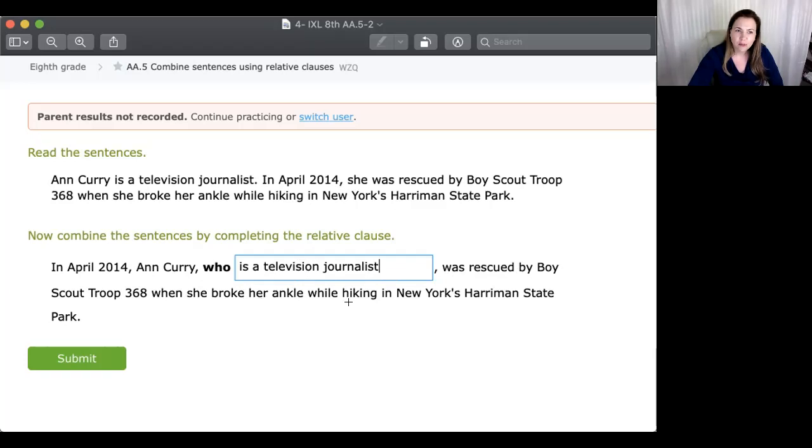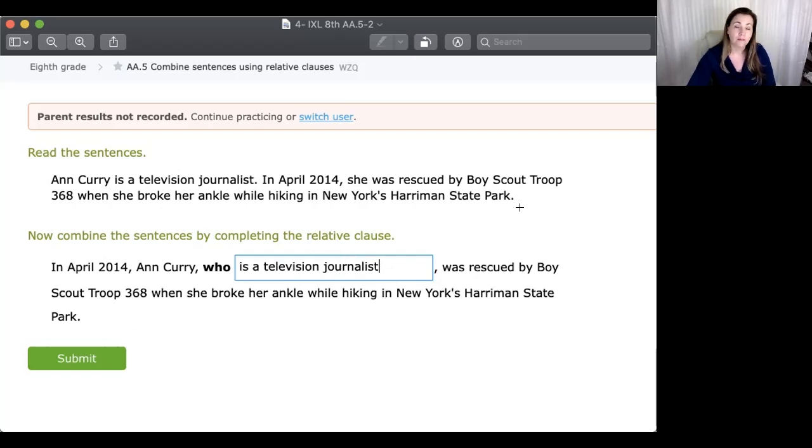They put in here that she was rescued. They put in here that she broke her ankle. They did not put in here that she's a television journalist. That's what's important to put in here. So in April 2014, Ann Curry, who is a television journalist, notice the comma after Ann Curry, who is a television journalist, comma, was rescued by Boy Scout Troop.